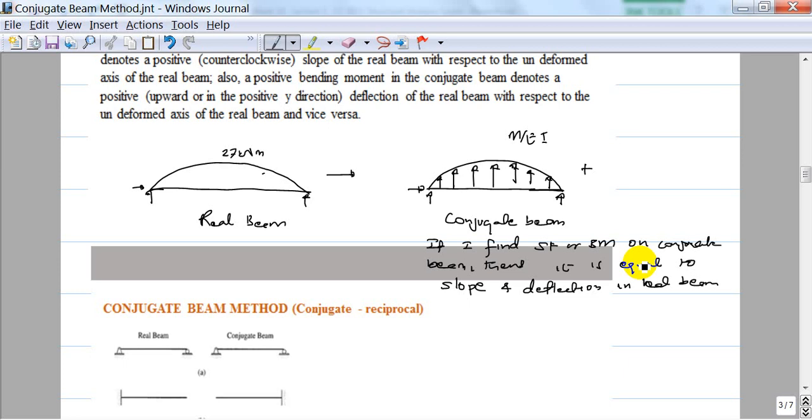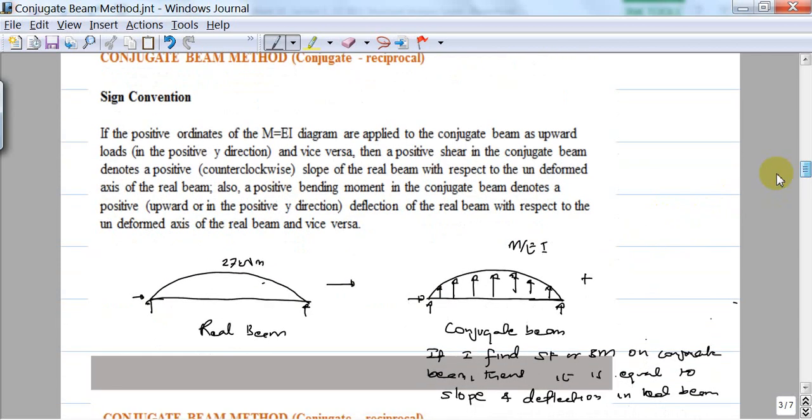It's very simple. If your MOVA diagram is on the positive side, the load is acting upward. If it is on the negative side, the load is acting downward. Then a positive shear in the conjugate beam denotes a positive slope. So if you have a load acting in this direction and you derive a positive shear value, that gives you a positive slope. Positive slope is counterclockwise direction. So a positive shear in the conjugate beam denotes a positive slope of the real beam with respect to the undeformed axis of the real beam.